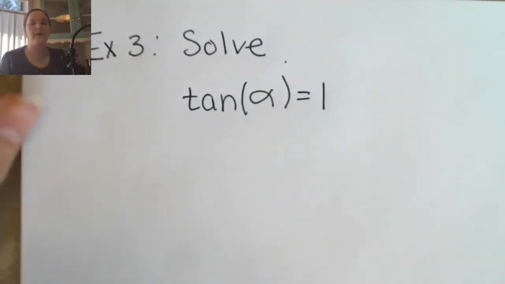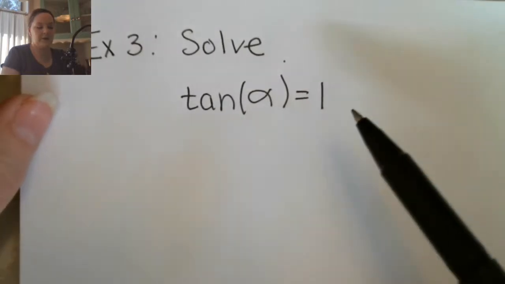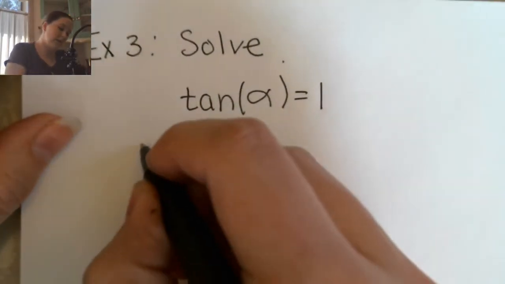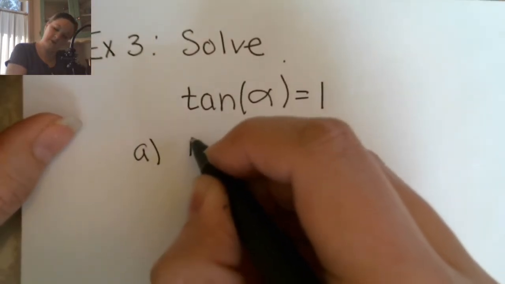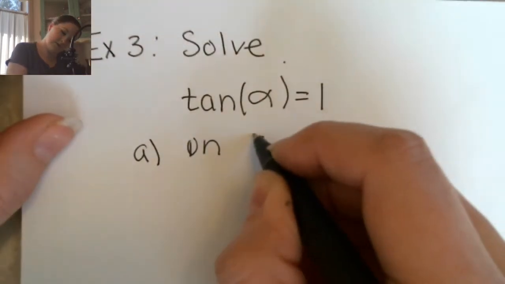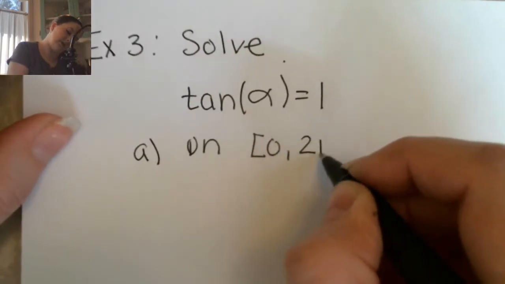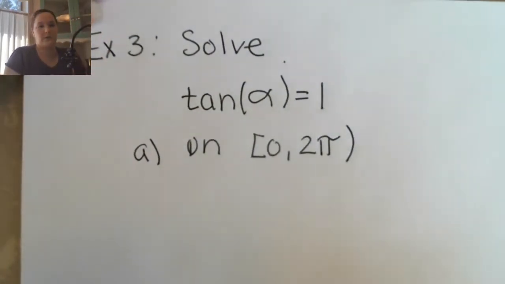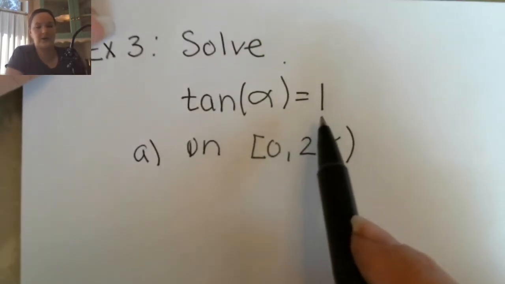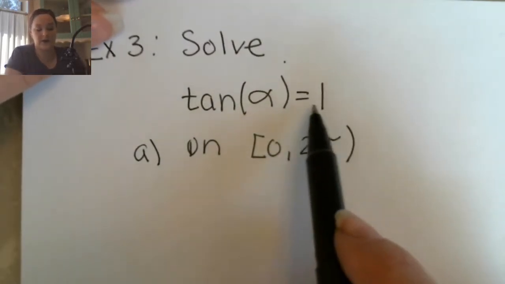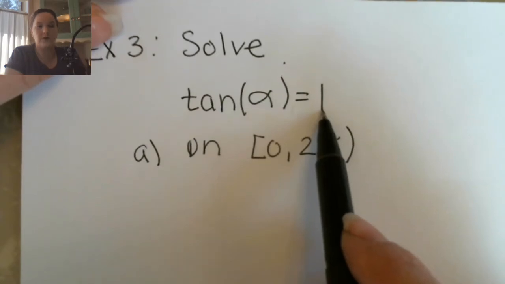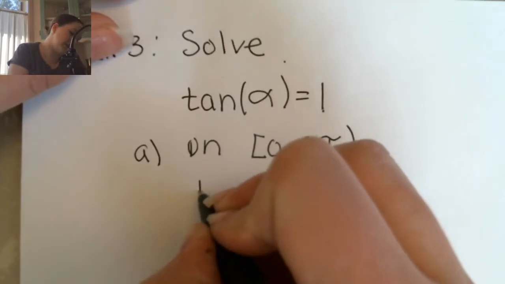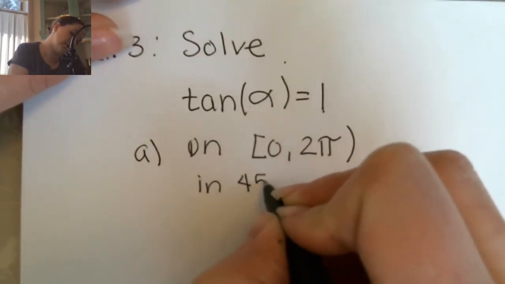So we're thinking about what triangle has tangent equal to 1. Again, for part A, we're going to be looking at just the first rotation. So we're thinking about tangent equal to 1. Tangent is equal to 1 when the sides are the same length. So that's going to be in the 45, 45, 90 triangle.